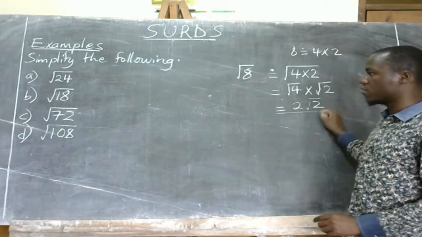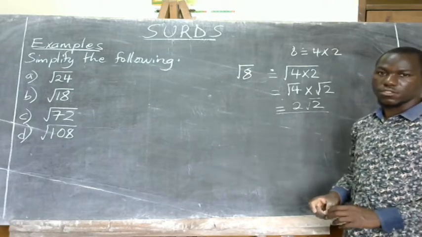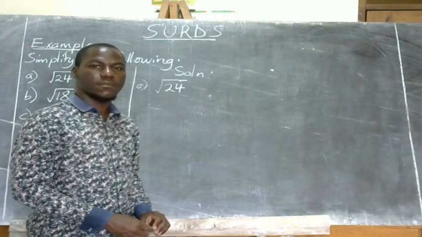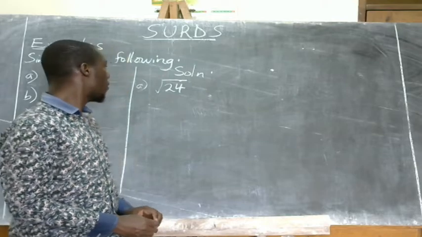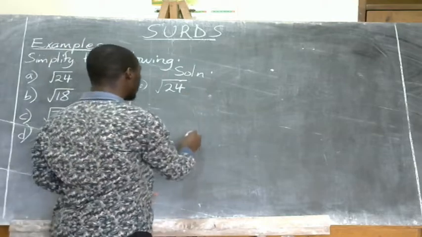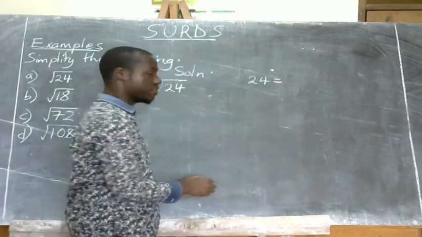So this is what we are going to do for all those parts there. Part A, root of 24. So this 24 here is the same as 4 times 6.